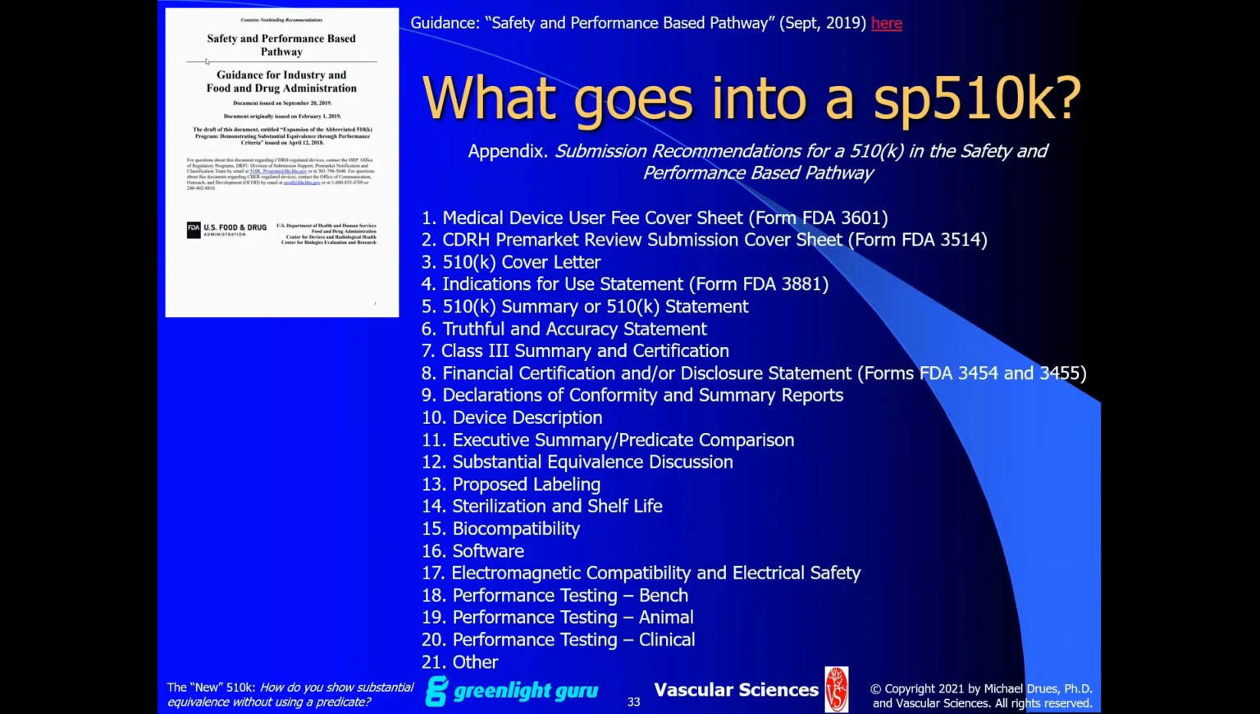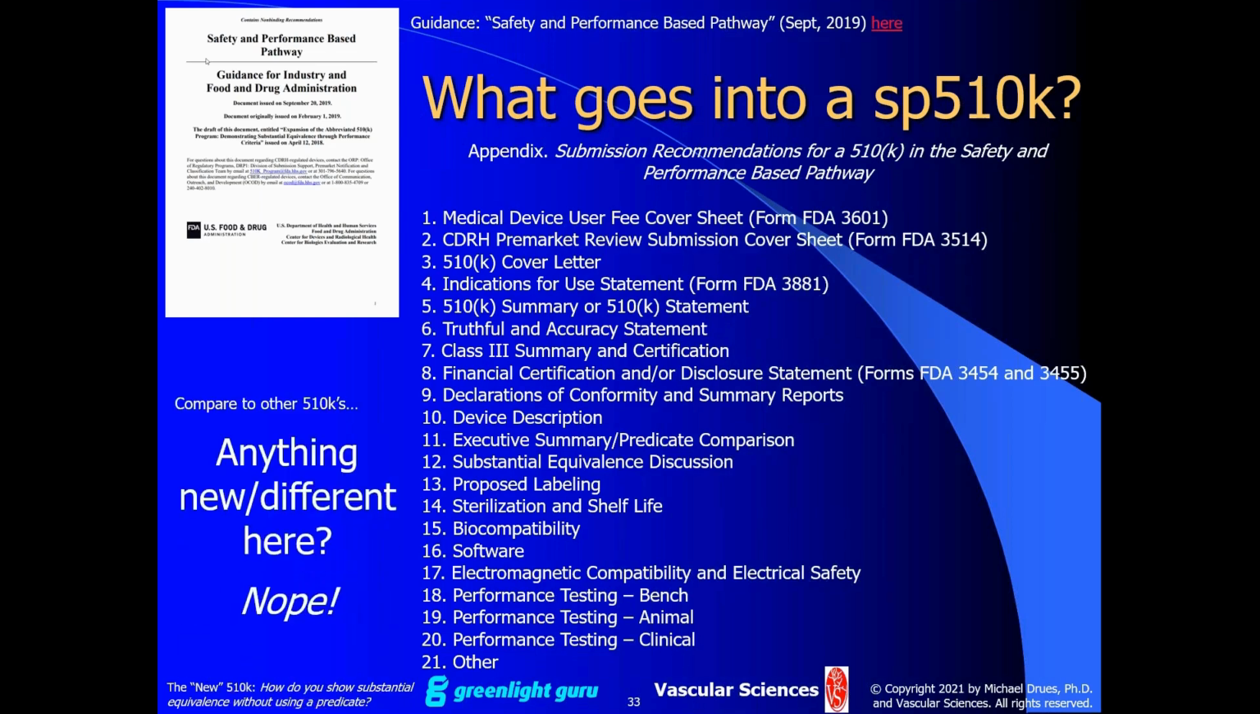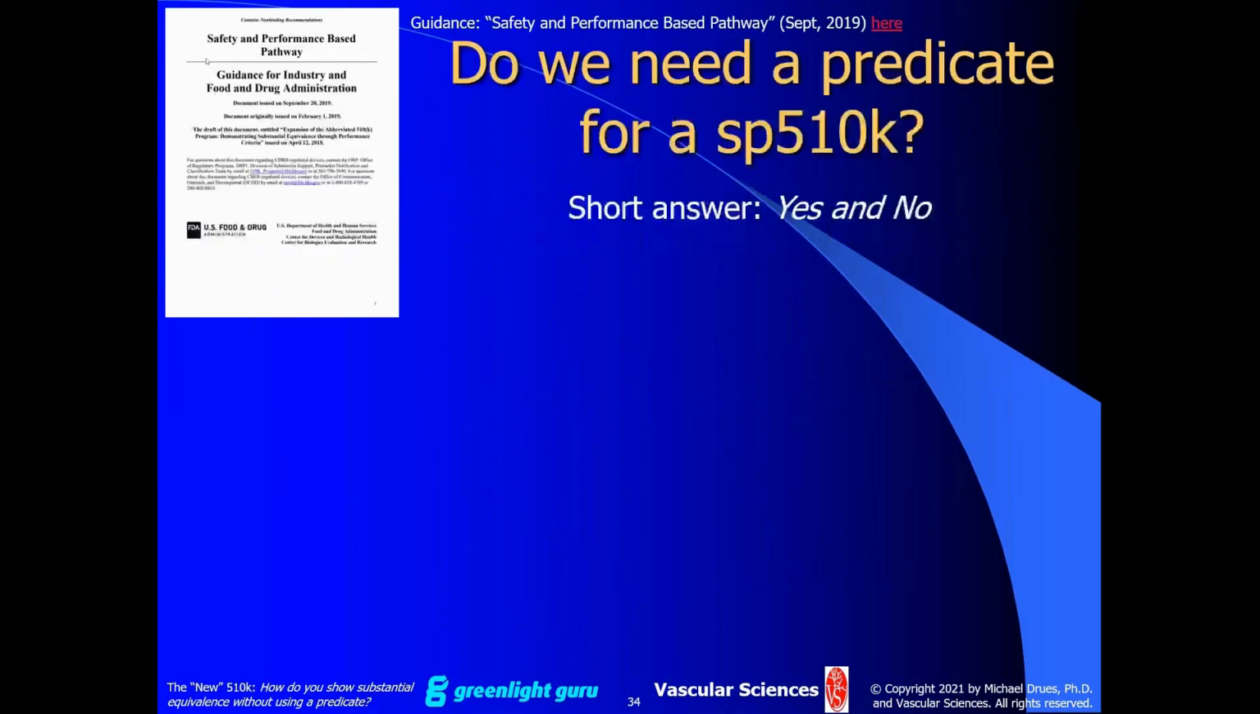So what goes into an SP 510K? Here's a list of the different sections. I'm not going to insult your intelligence by reading it to you, but the point that I want to make is, is there anything new or different here? If you've done other 510Ks, traditional, special, even abbreviated, the list of sections here is exactly the same. So there's really nothing different here. The most important difference, which is not shown on this slide, is the performance standard determination, doing the testing that shows that your device meets that performance standard or that consensus standard.